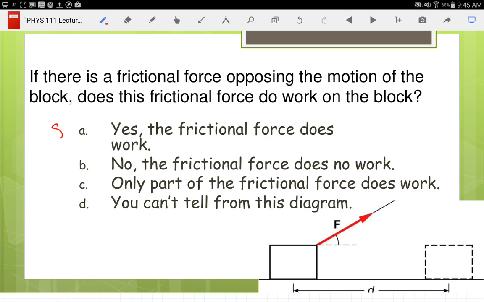Okay, this time we did far, far better. Yes, the frictional force does work. Is it a positive work or a negative work? It's a negative work. How do we come to this?